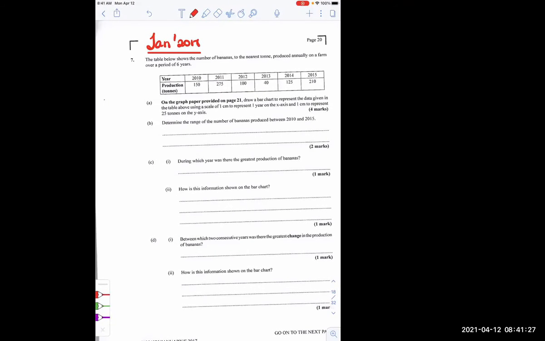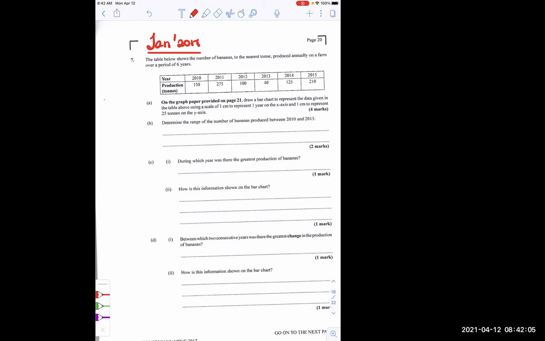Welcome again. We have started statistics, and the first question that we are going to look at this morning is January 2017. So I will read while you all follow. The table below shows the number of bananas to the nearest ton produced annually on a farm over a period of 6 years. So we have 6 years starting from 2010 all the way up to 2015, and we have the production of bananas in tons, with the highest production being in the year 2011 and the lowest production being in the year 2013, right?